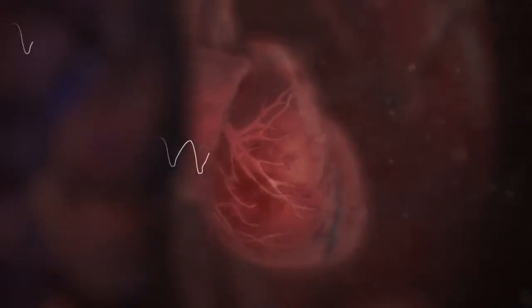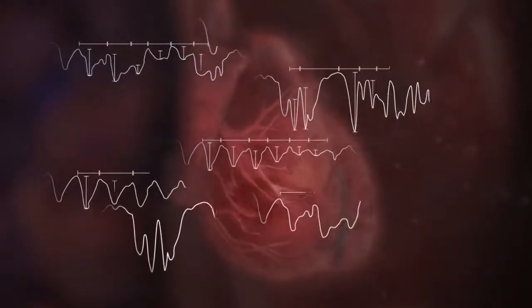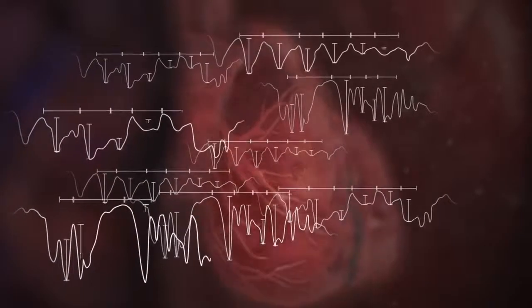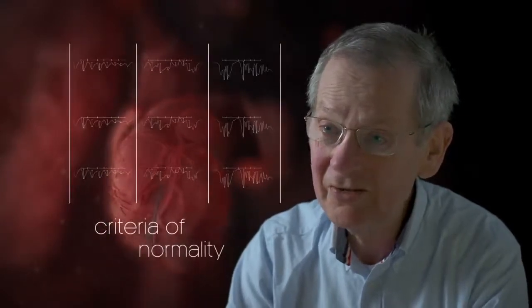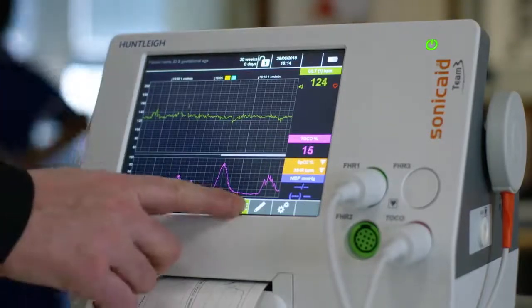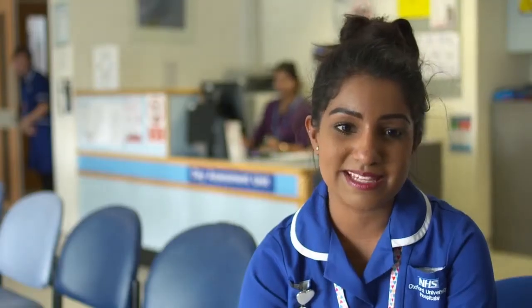It measures all the attributes of the heartbeat, and it has a library which at the moment runs to about 100,000 of these traces. Features within that library have been grouped into what are called criteria of normality, and whilst the DawesRedman system is running, it looks to see if the criteria have been met. The thing that DawesRedman takes out is the opinions.